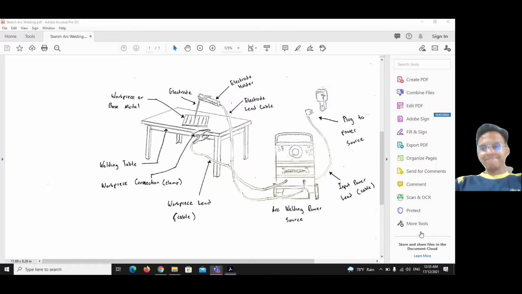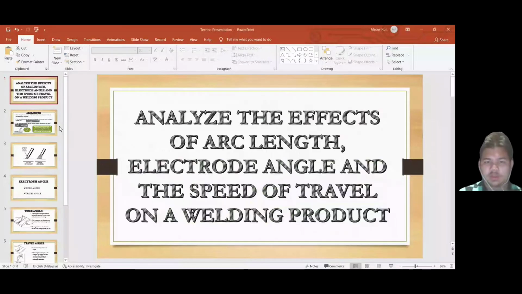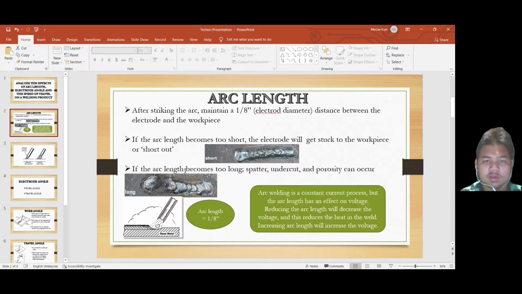Thank you. Hello everyone. Today my topic is to analyze the effect of arc length, electrode angle, and the speed of travel on the welding product. So okay, arc length. After striking the arc, maintain a 1/8 electrode diameter distance between the electrode and the workpiece.